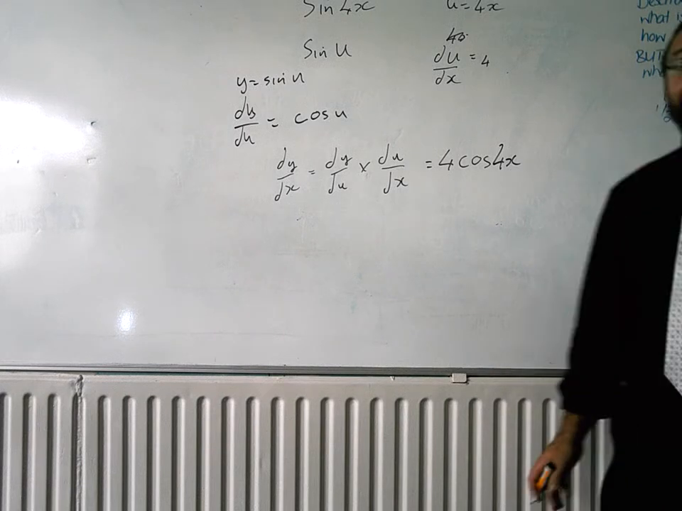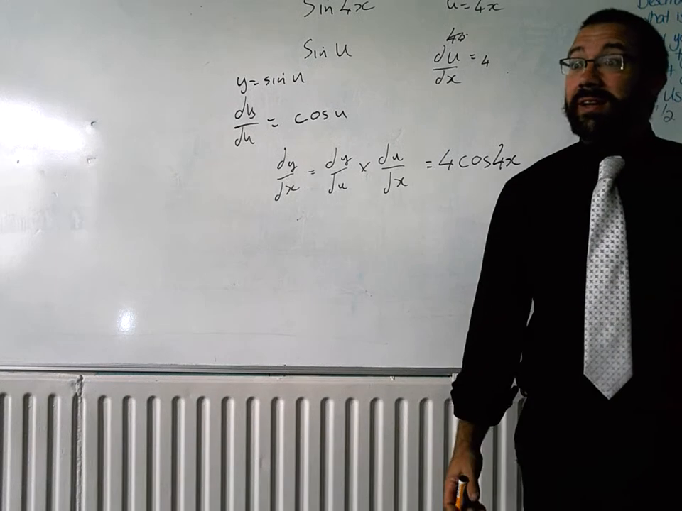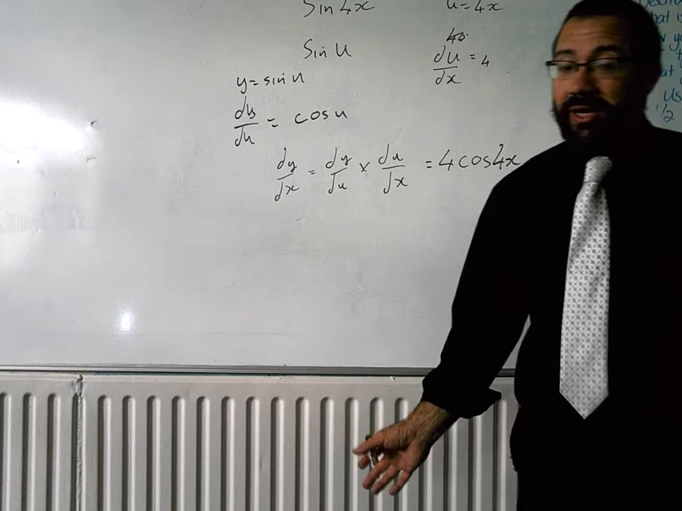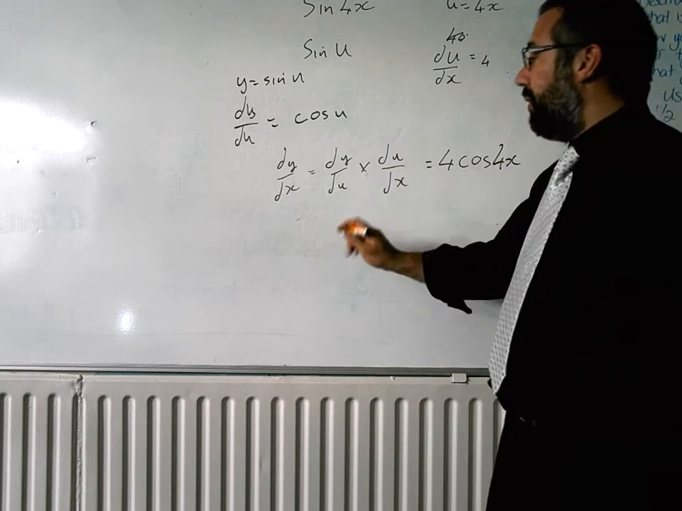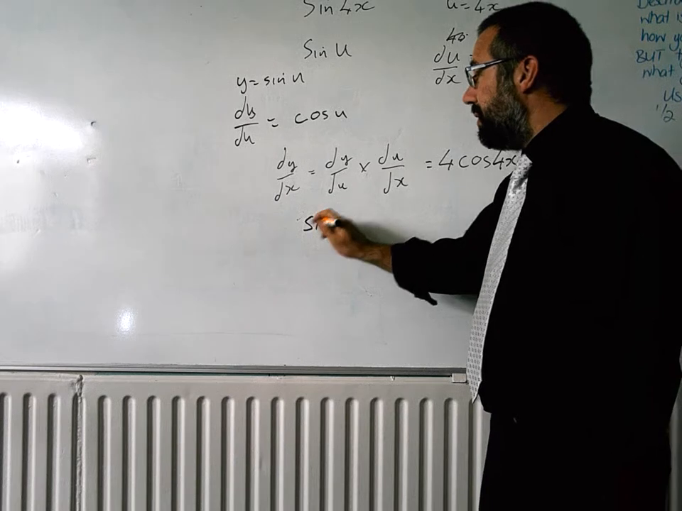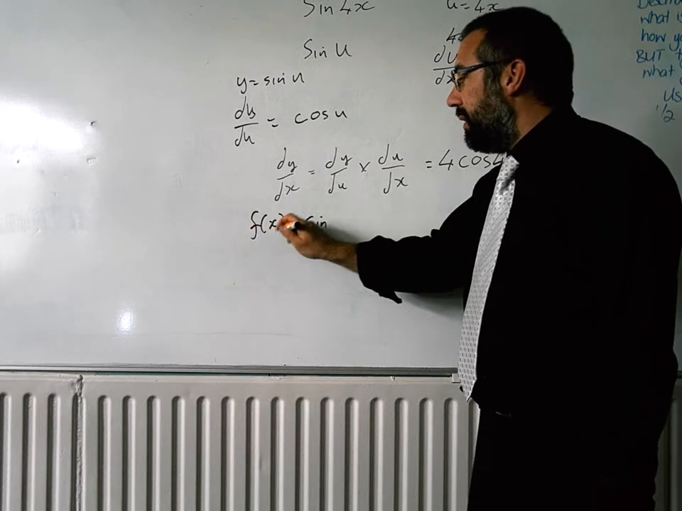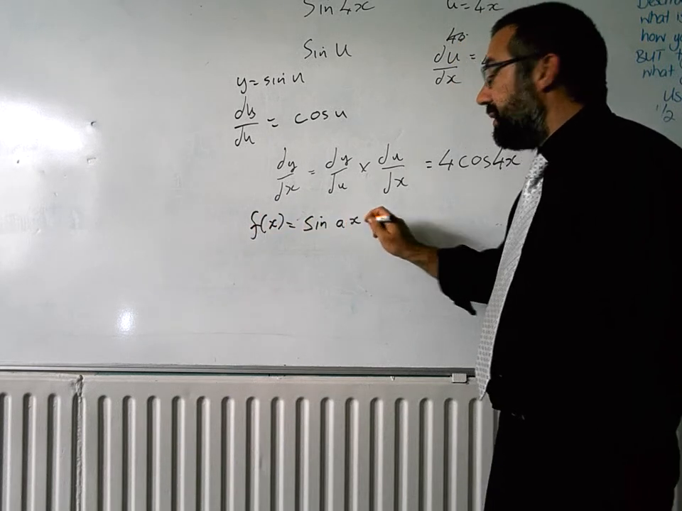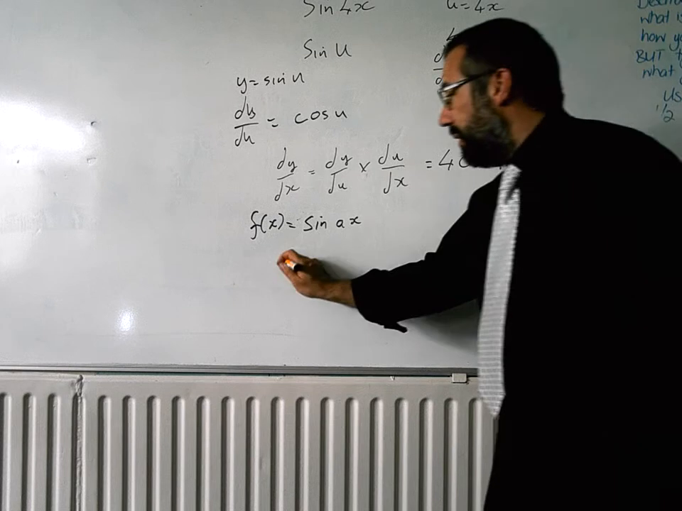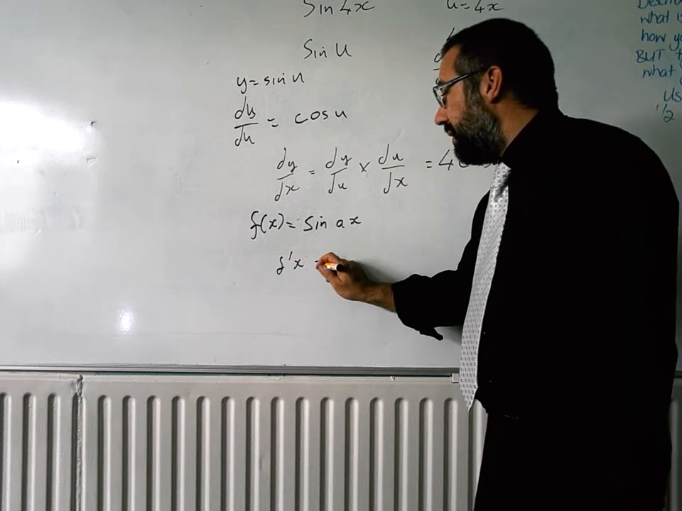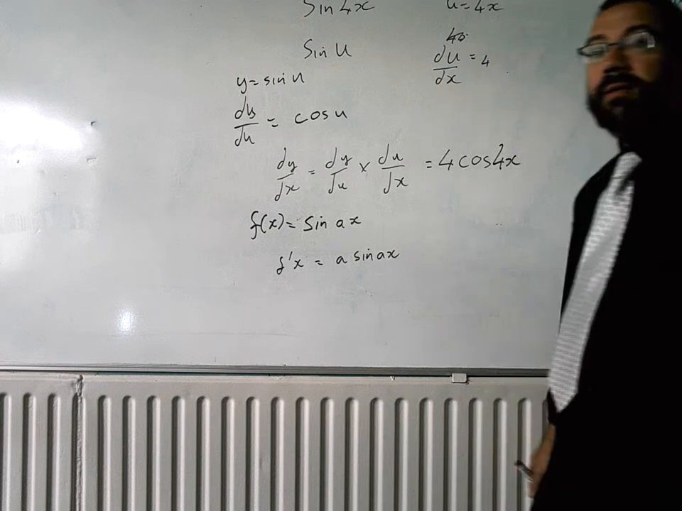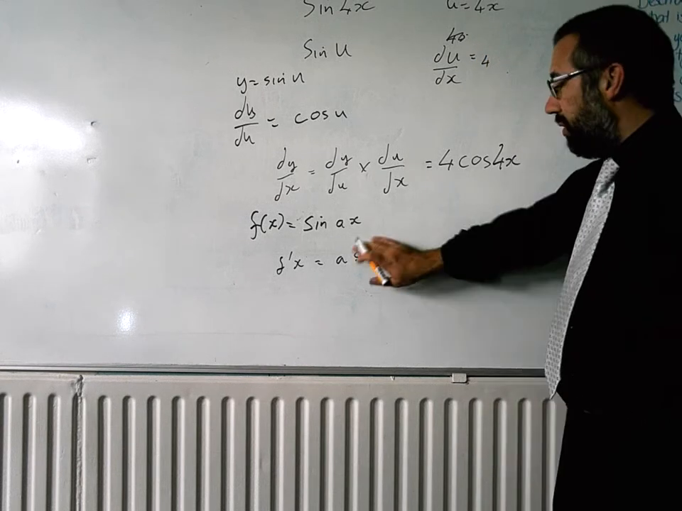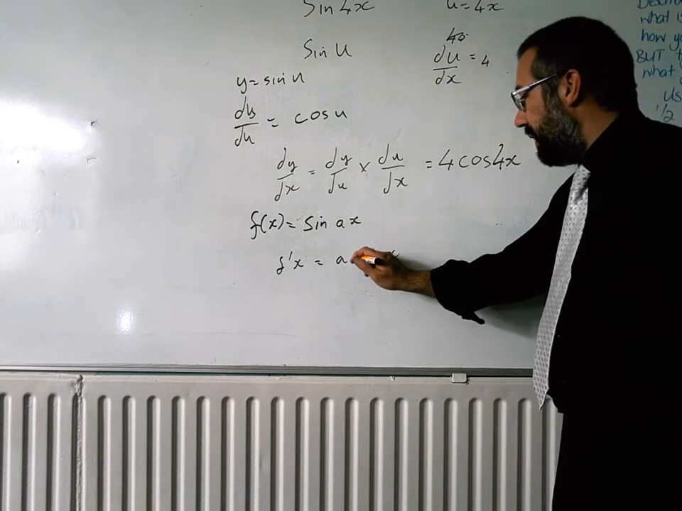Chain rule. Exactly the same as any other chain rule question, isn't it? Really nice and straightforward. But there is a general solution now. Think about that. So if I say f of x is sine ax, then f dashed of x is going to be a cos ax. I'm sorry. Thank you for that.